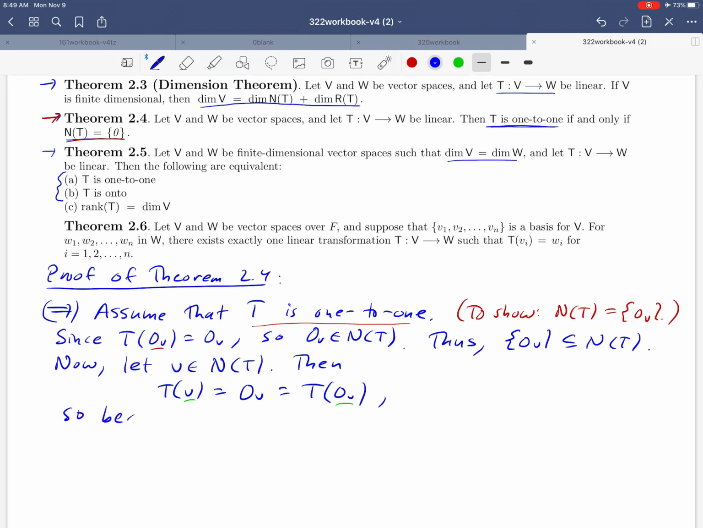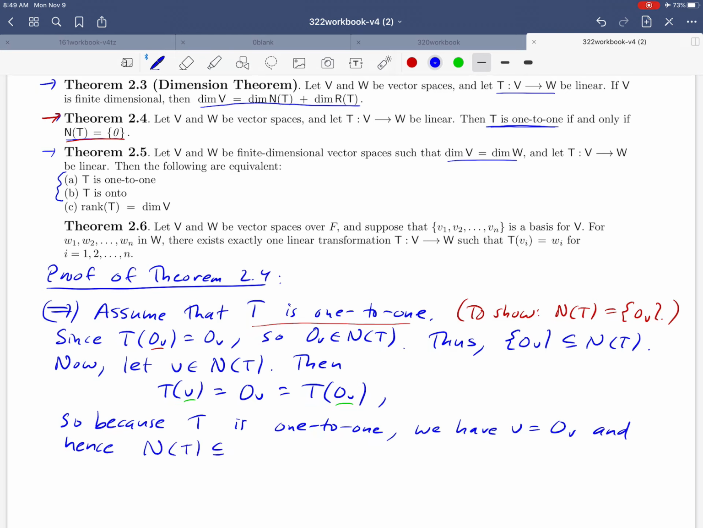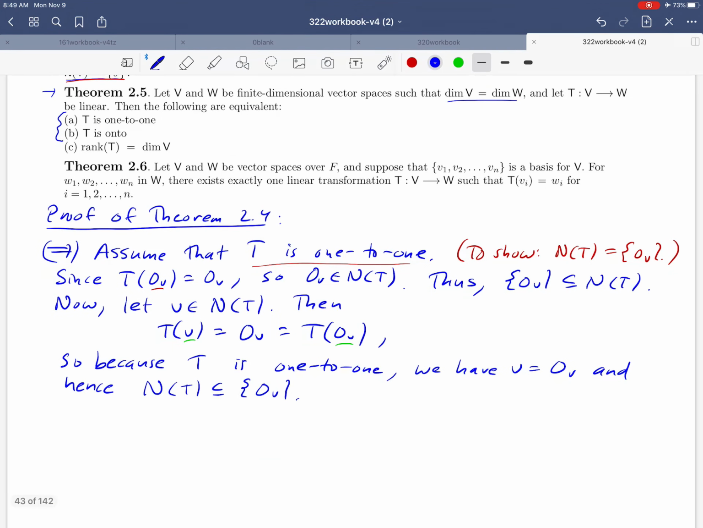So let's say it this way: because T is one-to-one, we have v equal to the zero vector, and that tells us that the null space of T is a subset of the set containing the zero vector. If you look back through that argument, we have shown containment in both directions, and that proves that the null space of T is equal to just the set containing the zero vector.